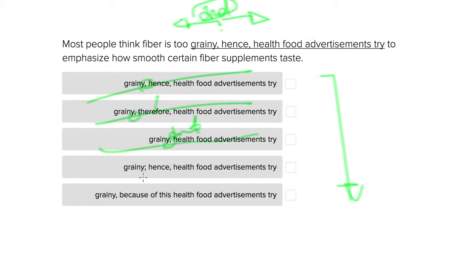Grainy. Well, here we no longer have a comma. We've got a semicolon, and a semicolon lets us get away with the fact that we're not using and introducing a sentence that could stand alone by itself. So this seems like a good answer choice so far. Let's go ahead and see if the other one works. Grainy. Because of this, health food advertisements try. Again, we have that annoying comma, and because of this, could be starting a completely different idea. So this is the right answer choice.